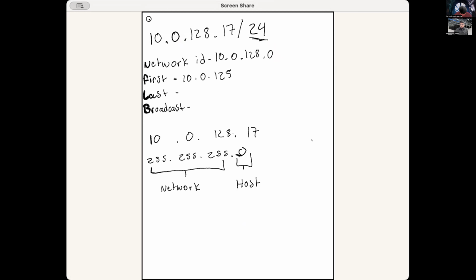Dot 128 and then dot 1. And then same for the broadcast, since broadcast is always the last usable IP address. And in this case, since this is a slash 24, that means the last whole octet will be ones for the broadcast address. So that will be 255, since all of them are one.